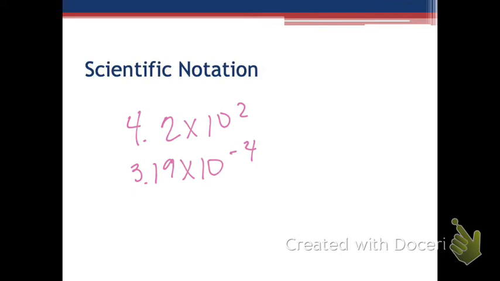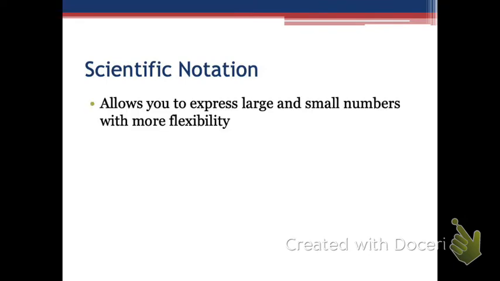The reason we use scientific notation is that it gives us a lot of flexibility and allows us to express really large and really small numbers, right? That's what scientific notation does. It allows us to express really large and really small numbers with a little bit more ease, without having, like we said, 6 zeros on the end of one side of our measurement. But it allows us to do that, okay?